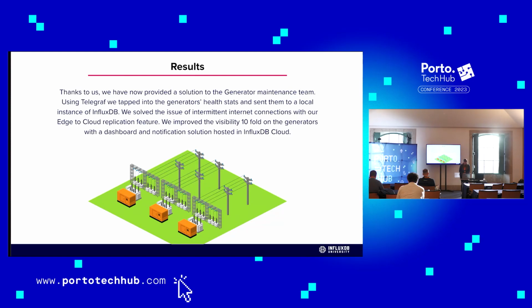So, thanks to all of this workshop, we have now provided a solution to the generator maintenance team. Using Telegraf, we tapped into our generator's health stats and sent them to a local instance. We solved our issue of intermittent internet connections with our edge-to-cloud replication. And of course, we improved our visibility by using dashboard and notification solutions hosted in InfluxDB Cloud and Grafana.